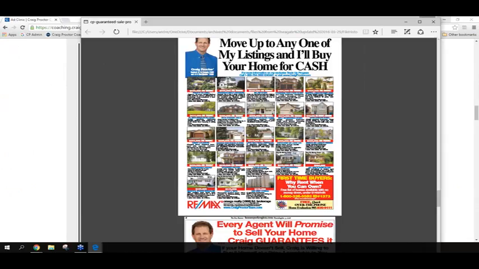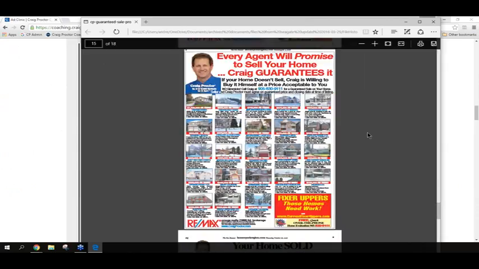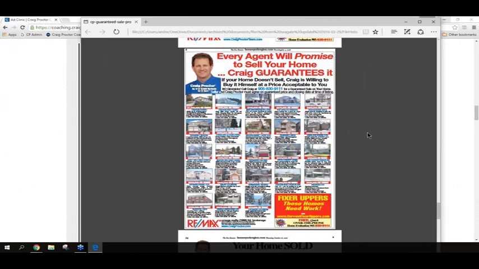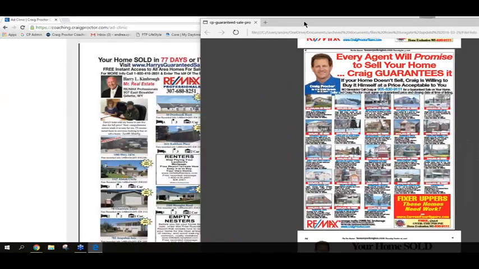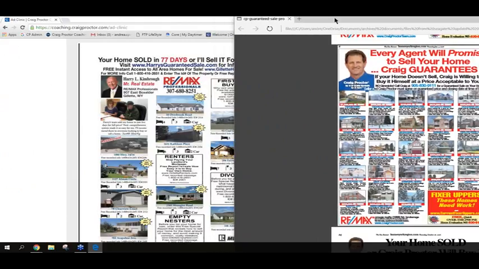Every agent will promise to sell your home. Craig guarantees it. Now see how the headline is differentiated from the ad because of the size. It's nowhere near the same size as the rest of the copy, and that really does differentiate it. Whereas with Harry's, it's too close, so it makes it look disorganized to the eye. All right, let's move on to the next ad.